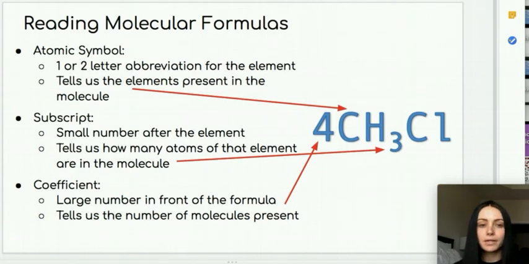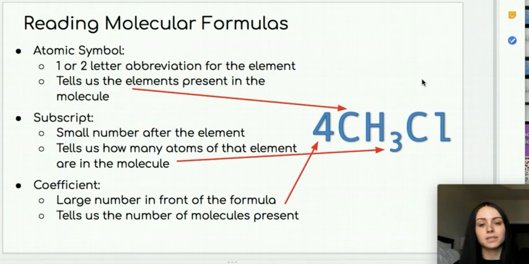So in order to read a molecular formula, there are three components of the formula that you want to be familiar with. The first is the atomic symbol. You already know what those are from our unit on the periodic table. So we know that that is a 1 or 2 letter abbreviation for the element. That's the way it's represented on the periodic table. This simply tells us in the molecular formula the type of elements that are present.